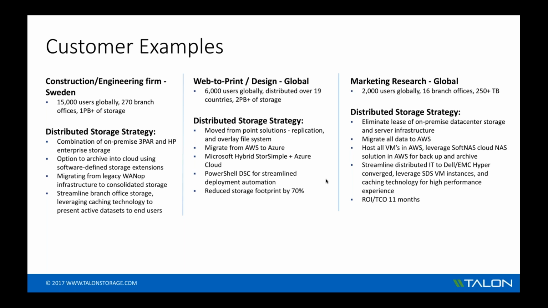The company had been absorbed by a large hedge fund, and the large hedge fund didn't want to be in the business of managing infrastructure. So they eliminated the lease on the on-prem data center storage and server infrastructure. They wanted to migrate all their data into AWS. They wanted to host all these VMs in AWS, leveraging what they call the soft NAS cloud, which is a NAS solution that sits within the cloud and actually front ends the back end data center and actually allows for backup and archive and streamlined data implementation. Our solution was distributed across the various sites on Dell EMC Hyperconverged, leveraging SDS VM instances and leveraging that caching technology. This particular opportunity, there was an ROI and TCO in 11 months.